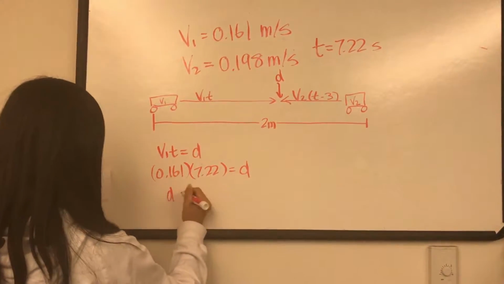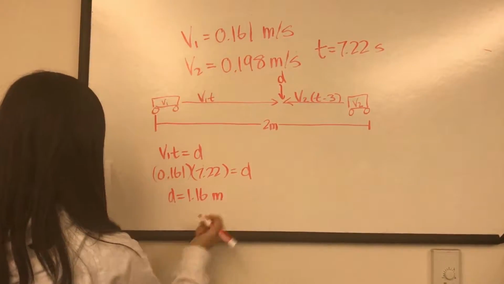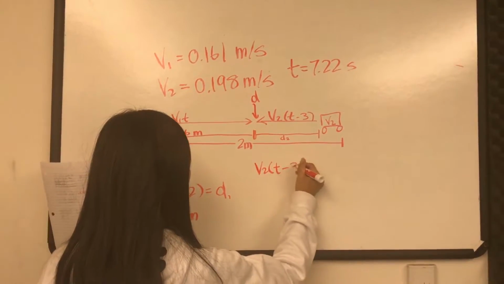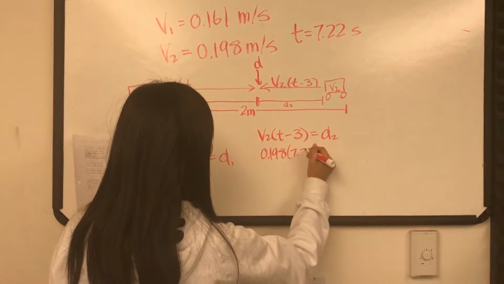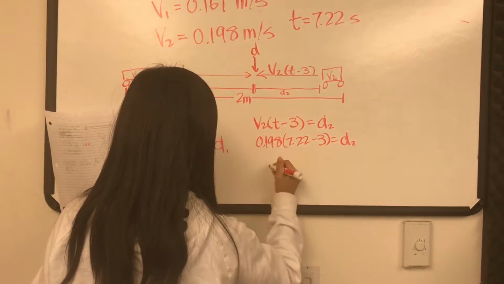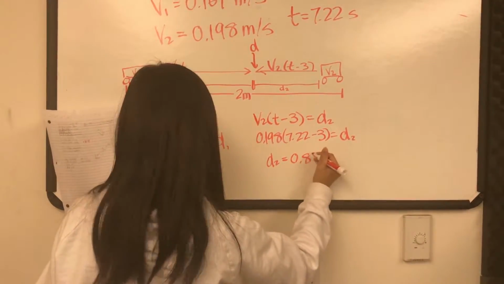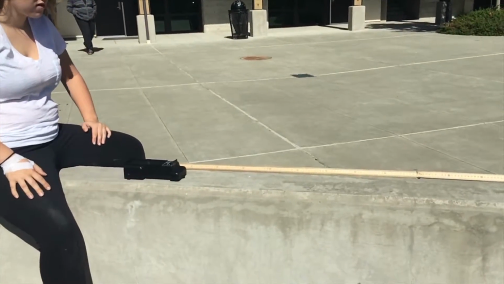To check this, we multiplied the velocity of the second car by 7.22 seconds minus 3 because it had moved for 3 less seconds. We found that the second car traveled 0.84 meters. If the two values are added up, they equal exactly 2 meters, which is the total distance covered by the two cars.